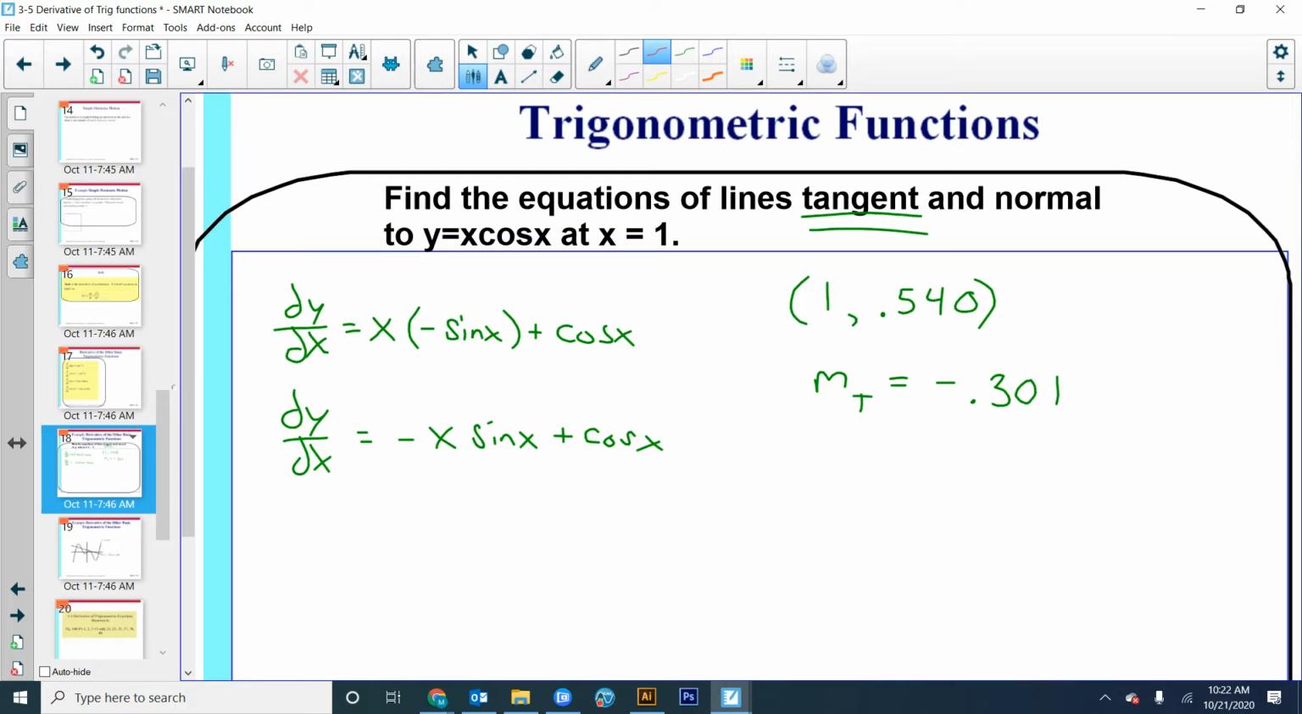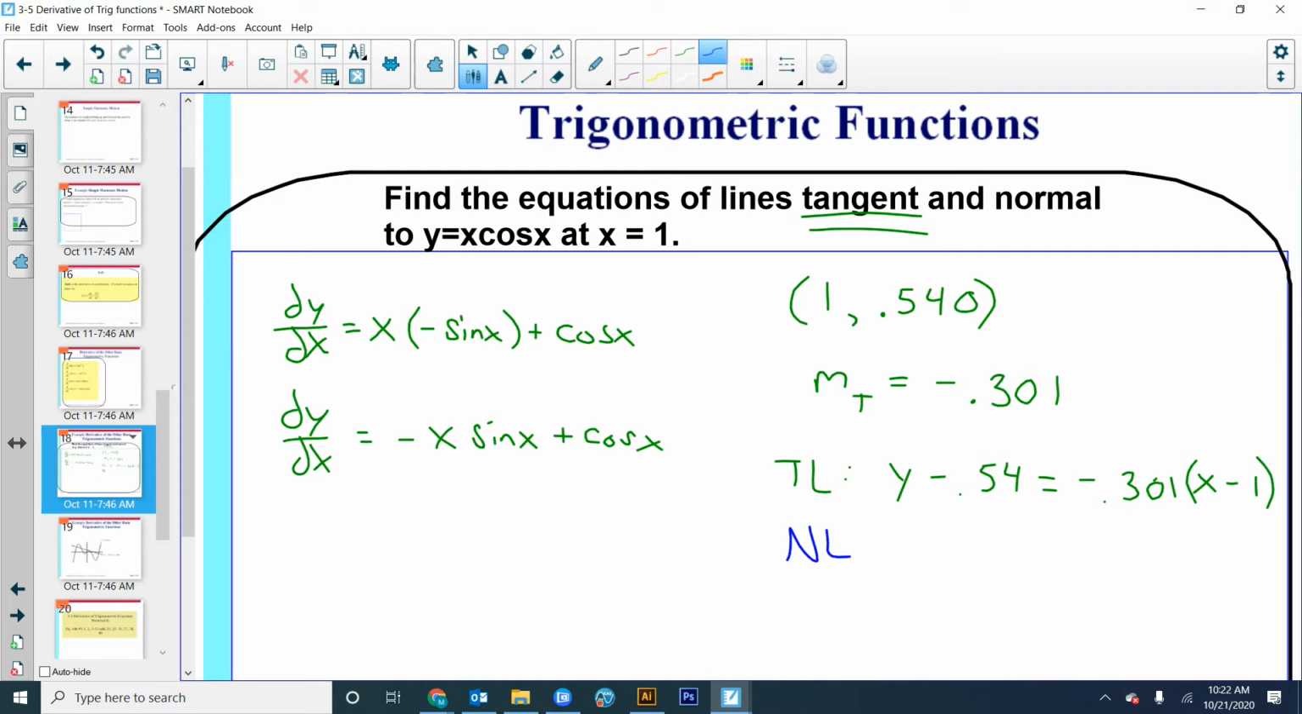All right, so our equation of our tangent line: y minus 0.54 equals negative 0.301 times x minus 1.